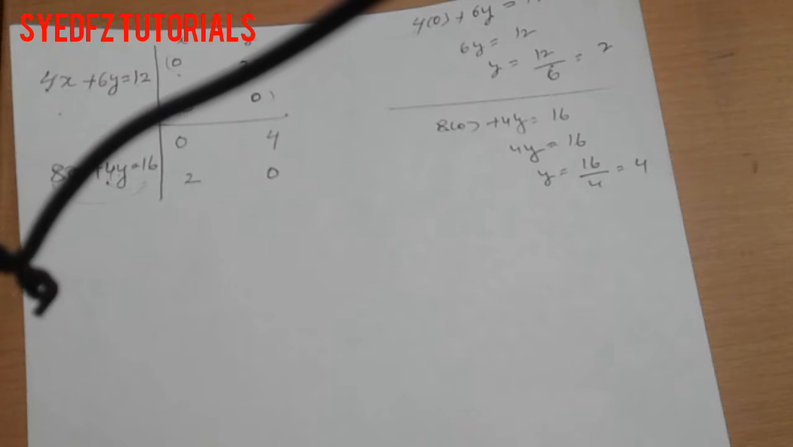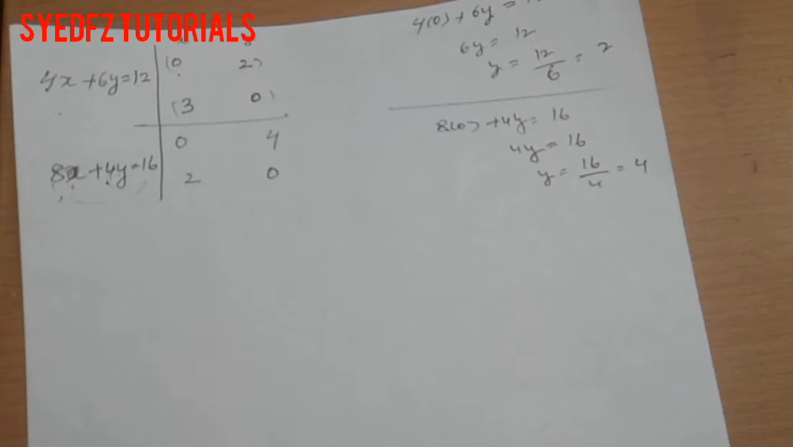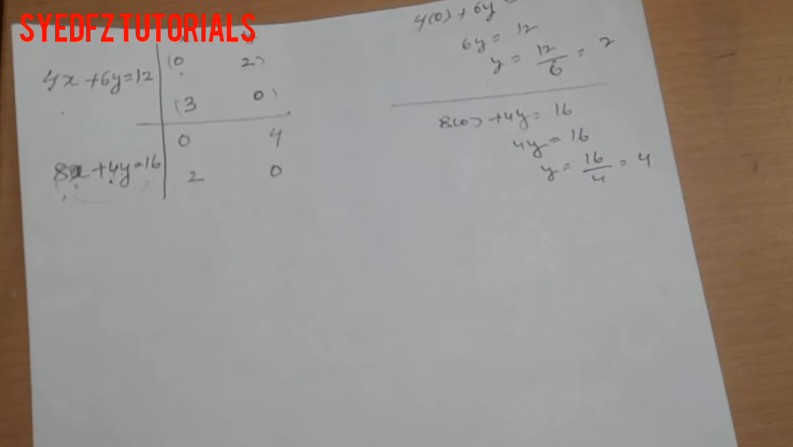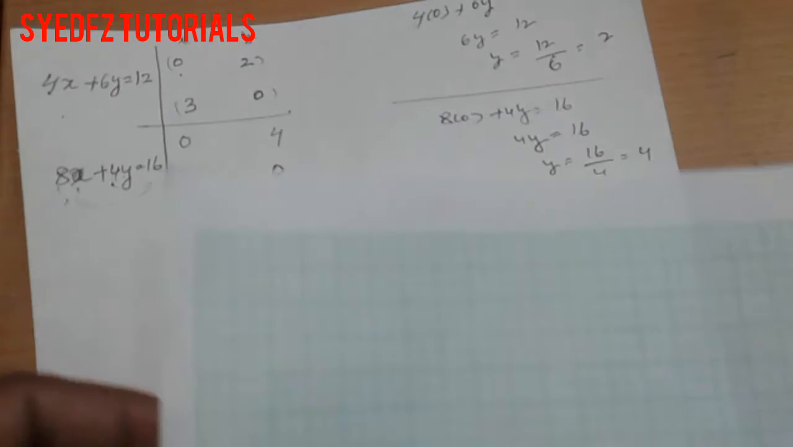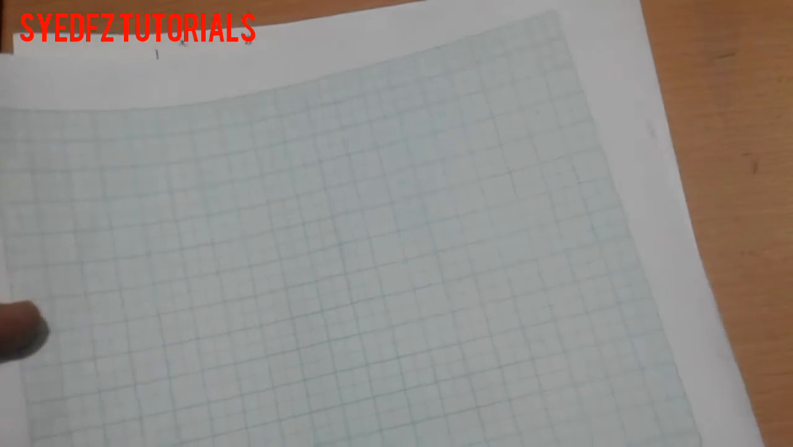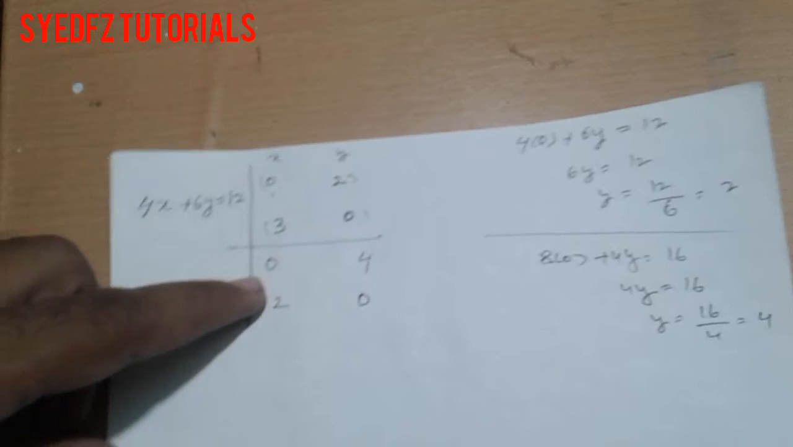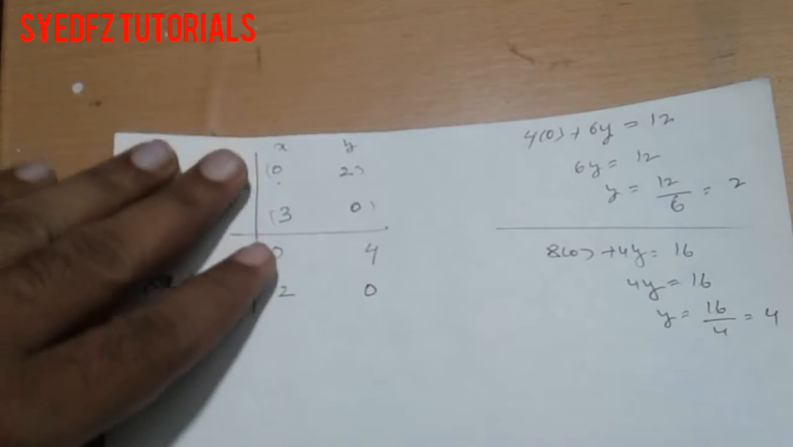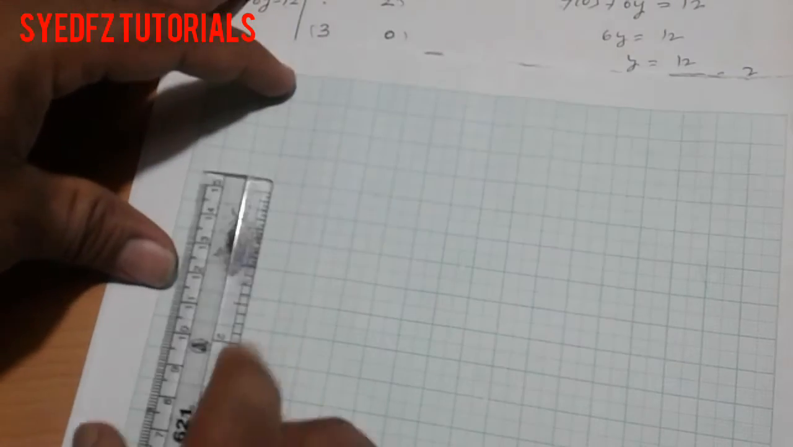Now we have to go for the graph. Let's draw a graph. Take a graph with you. I have a graph here. We don't have many values here, only 1, 2, 3, 4, so we will take 1, 2, 3, 4. So I'm preparing one graph here.